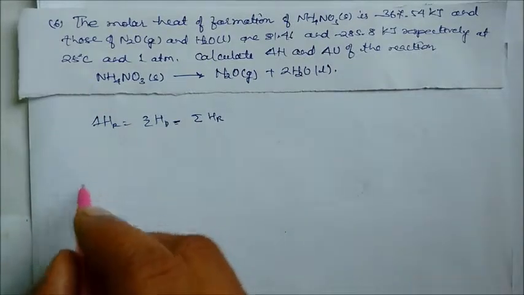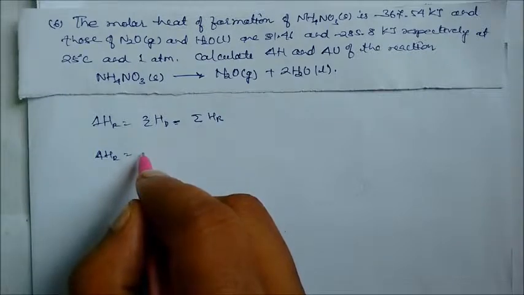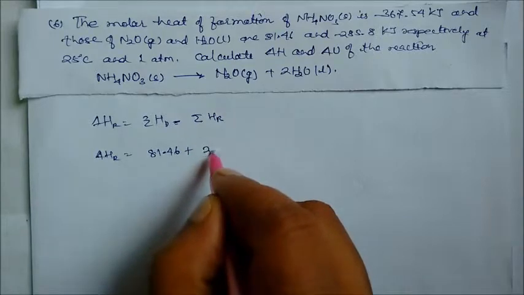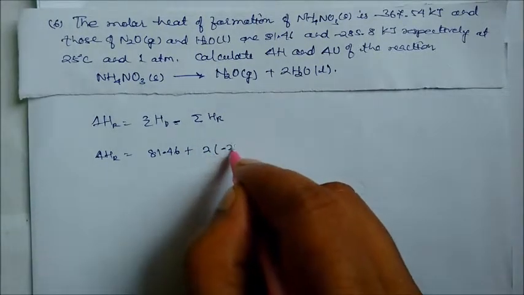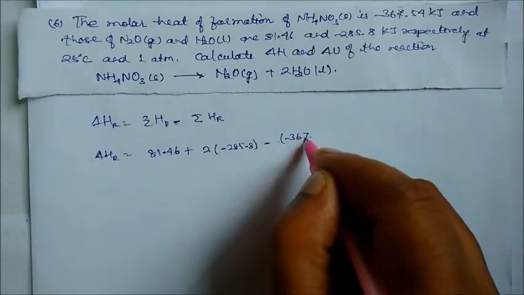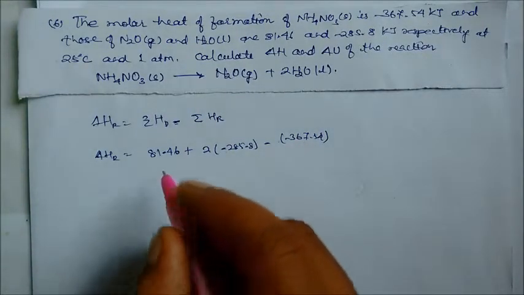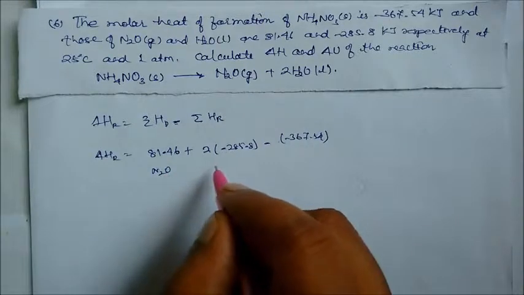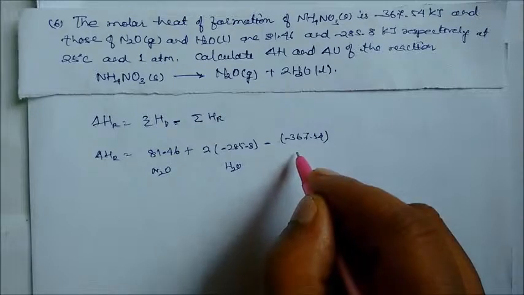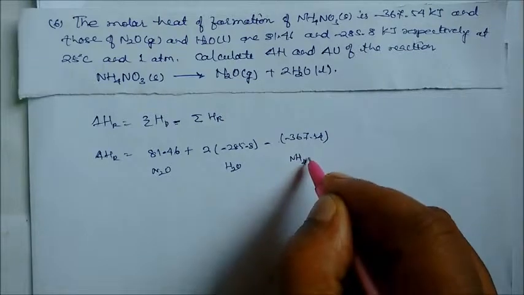So right here, delta heat of reaction will be the summation, so we can put in the values: 81.46 plus 2 into minus 285.8, and here minus 367.54 kilojoule. Okay, so 81.46 is for nitrous oxide, 285.8 is for water, and this is for 367.54. So this value is given for NH4NO3.